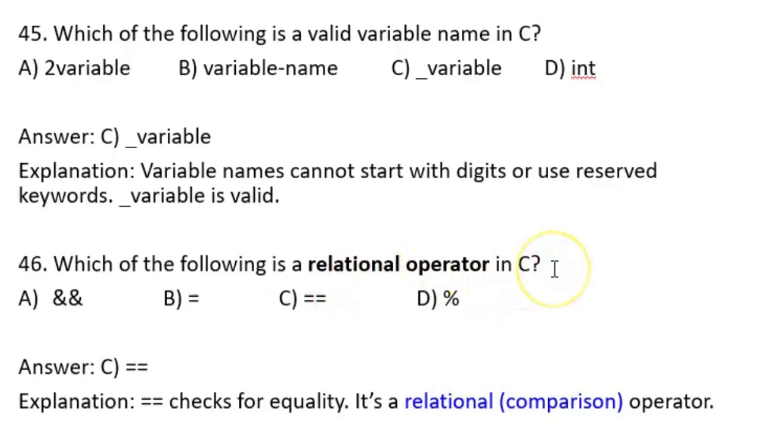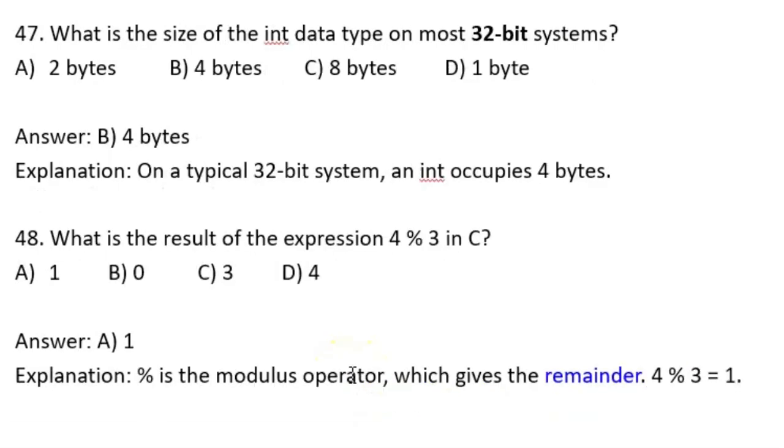Question 46. Which of the following is a relational operator in C? This is and, equal, and modulo. This one is the assignment operator. This is a relational comparison operator. The answer is C. It checks equality; relational operators are comparison operators.